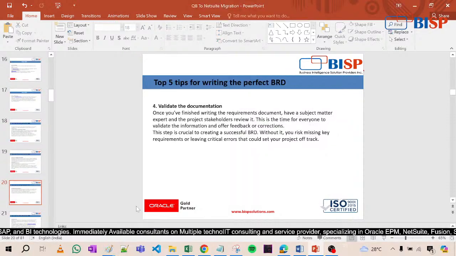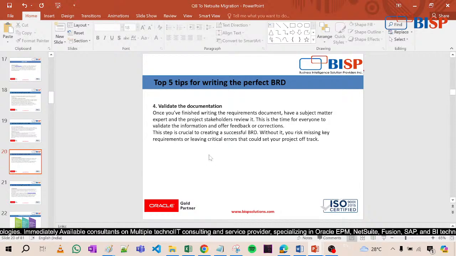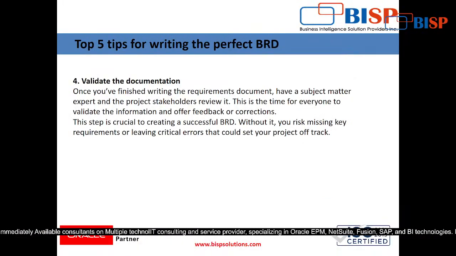Now, validation of documents. Once you have finished writing the requirement document, have a subject matter expert and project stakeholders review it. I already explained that once you have written the BRD, you have to show that document to the stakeholders. Whatever I have written, if it is understandable to you, if it is easy to understand, then please go through it and tell me exactly what is needed. This is the time for everyone to validate the information and offer feedback or corrections.